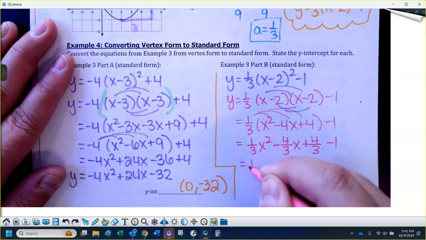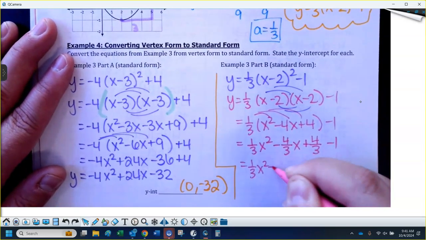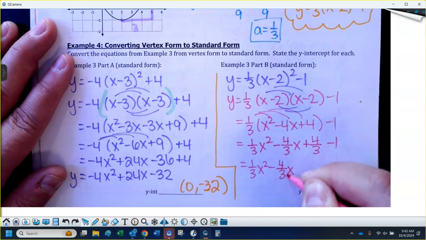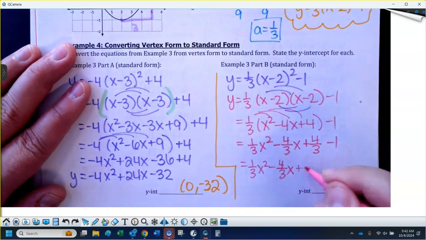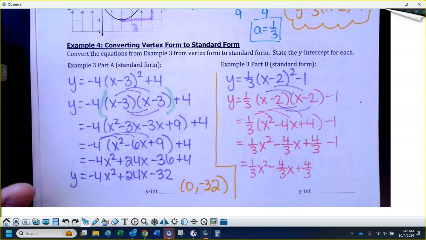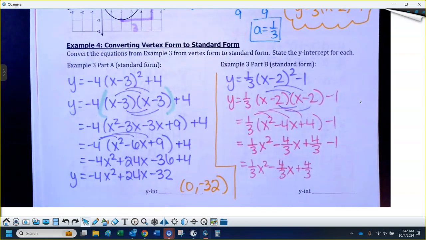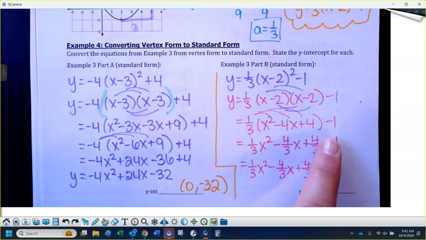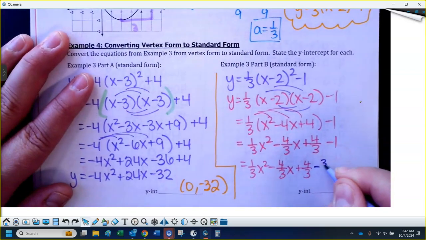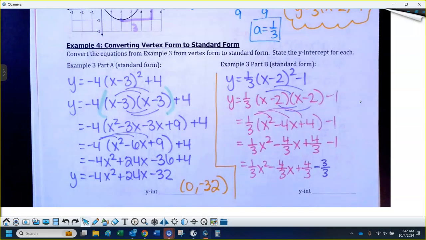Okay, now I'm going to ask you a little question. Can you think of a number that if you divided it by 3, you would get 1? 3. So the reason I asked you that question, I'm going to rewrite this -1 as -3/3. That way I have a common denominator between my constant term and that -1, because they're both fractions. You got to have a common denominator. Just makes it a little easier to work with.